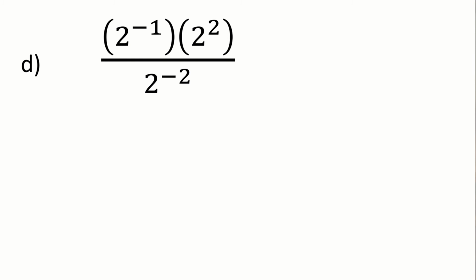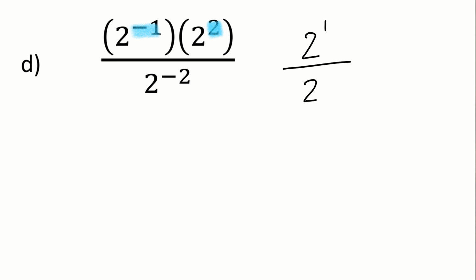In my numerator, I have 2 to the negative 1st power times 2 to the 2nd power. Well, because it's the product of 2 numbers, same base, different exponents, I can add the negative 1 and the 2, and that numerator is going to become 2 to the negative 1 plus 2, or just simply 2 to the 1st power.